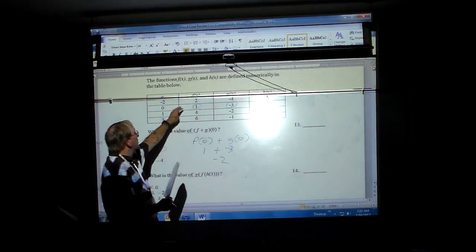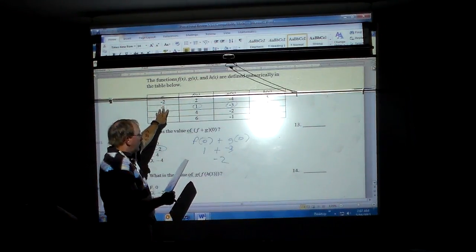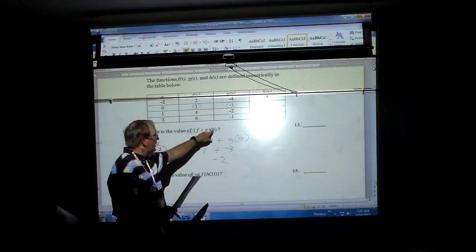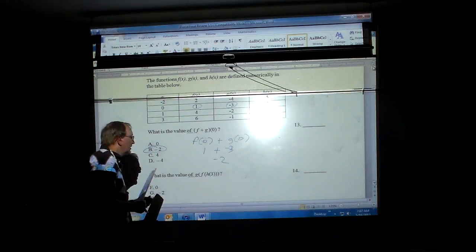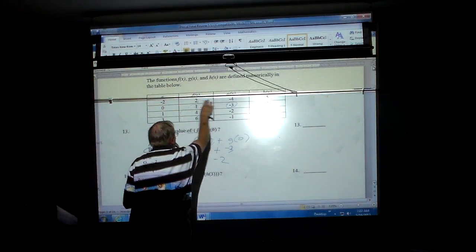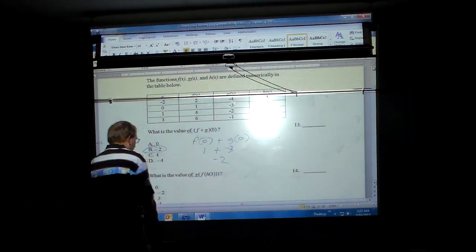But on these, you have to look at the number that is plugged in, and this just means add the f answer of 0 and the g answer of 0 to get the final answer. That one is B, negative 2. So as we look at 14, we'll erase this right here. We'll do 14 here in red.